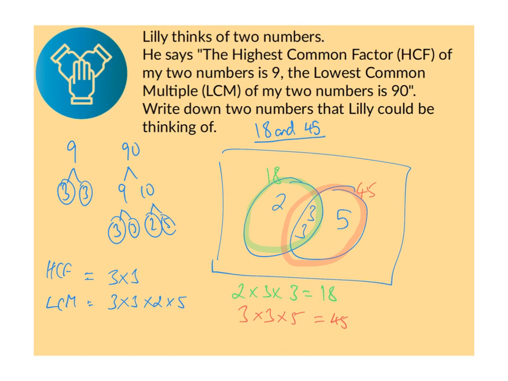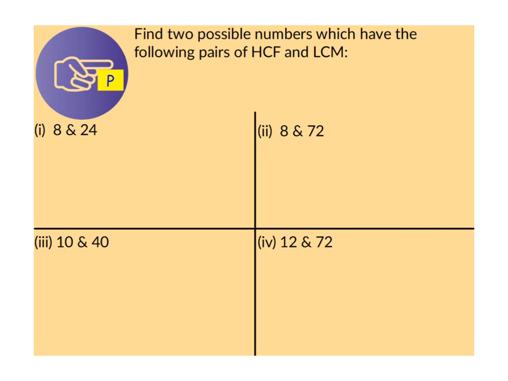So, over to you now. Here are 4 pairs of numbers where I've given you the highest common factor and the lowest common multiple. The highest common factor is always the smaller number, the first number. The second one, the LCM, is the bigger number. So I'd like you to try and work out what the 2 original numbers could have been. With some of these, there's more than one possible right answer. That's absolutely fine. So you just work out one possible pair of numbers that could have given you 8 and 24 as the HCF and the LCM.